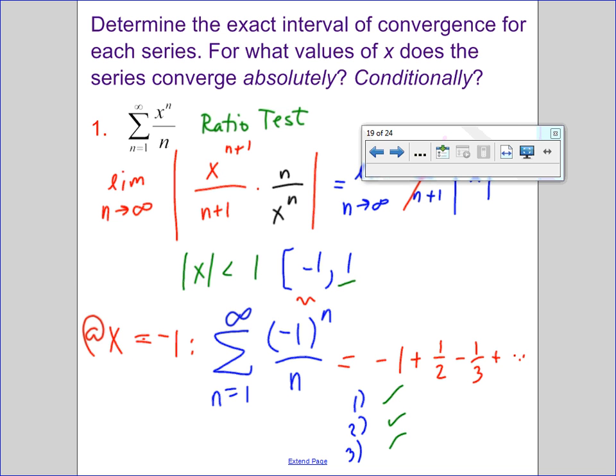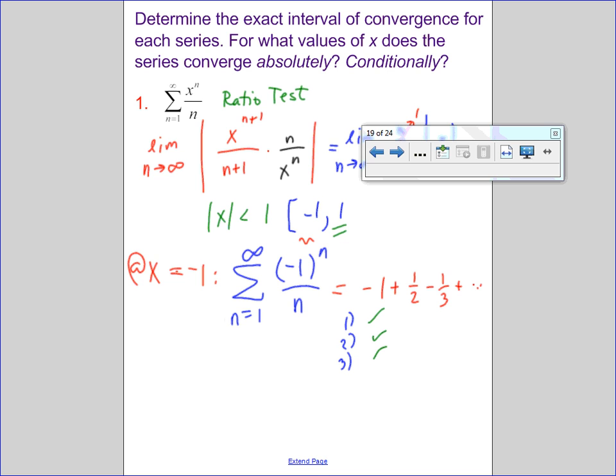Now let's test at x equals 1. Yes? At x equals 1, what's my series? Well, I go to my original, right? And when x equals 1, my series is one to the n, which is what series? The harmonic, which diverges, right?